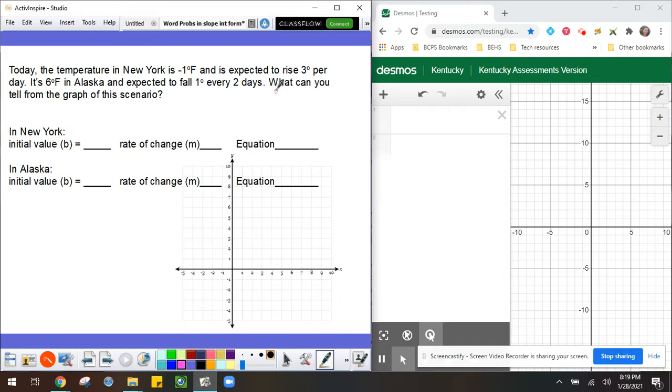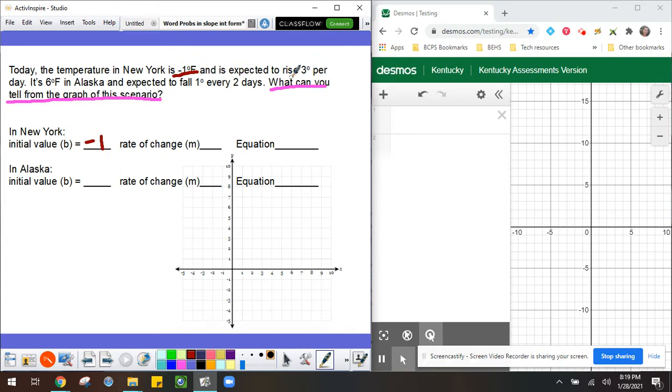So one of the things that we're going to do is determine what are the things that we can tell from the graph. And we'll get to that. We first have to make a graph. So let's talk about New York. It says New York initial value. Well, it tells me in the story that New York today is -1 degree. So that is my initial value.